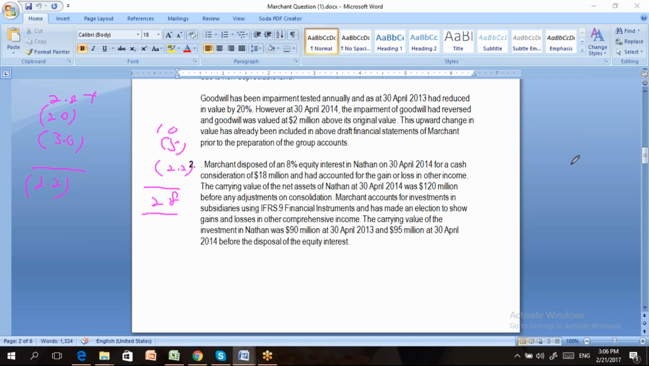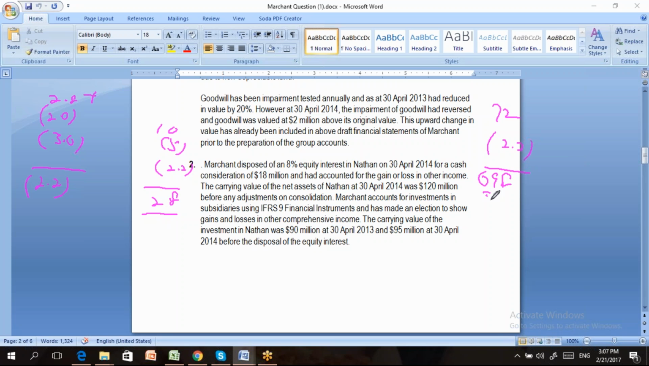So you remember our P&L figure was 72. Now here we have a 2.2 minus, and your total comprehensive income will be 69.8.